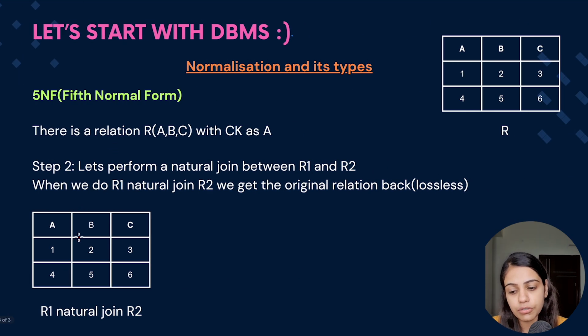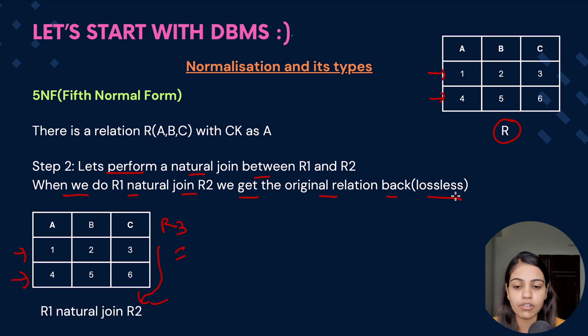So after doing a natural join, we see that R3, or R1 natural join R2, is the same as the original relation. All the data, 1, 2, 3, 4, 5, 6, is preserved in this relation as well. So step 2: let's perform a natural join between R1 and R2. Whenever we do R1 natural join R2, we get the original relation back, that is lossless. So we can say that this relation is in fifth normal form because the decomposition is lossless, and it is also in fourth normal form.